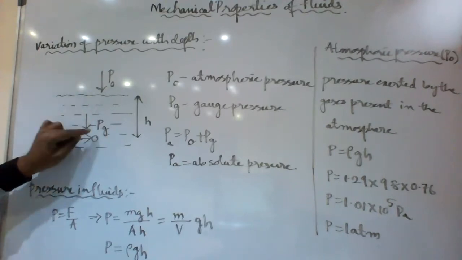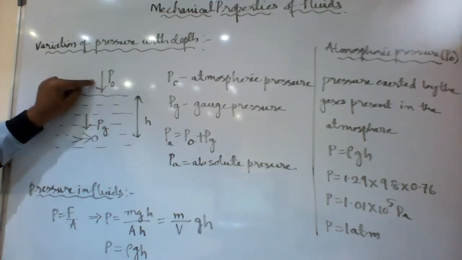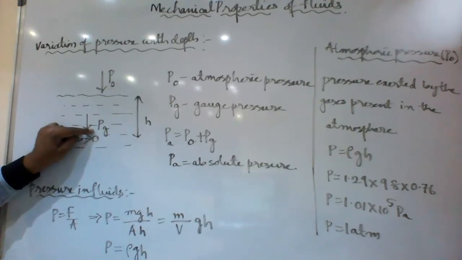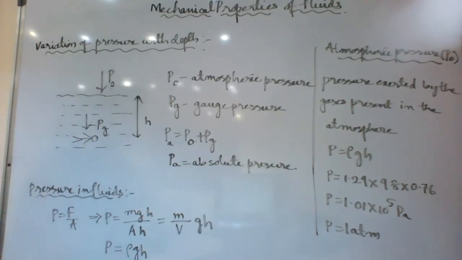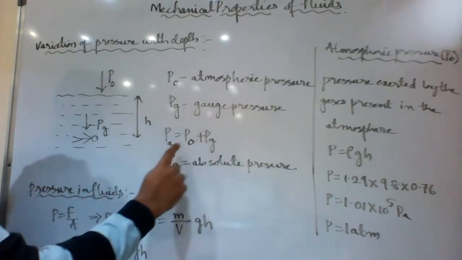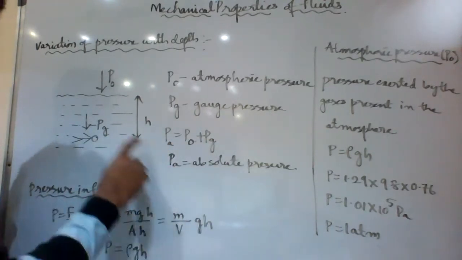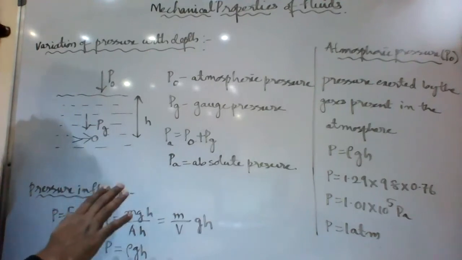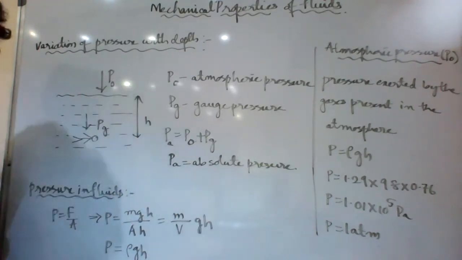So there are two pressures. This is the atmospheric pressure and this is the gauge pressure. P naught is atmospheric pressure, Pg is gauge pressure, and Pa is the absolute pressure. The total pressure acting on this person is the absolute pressure, due to the water as well as due to the air.